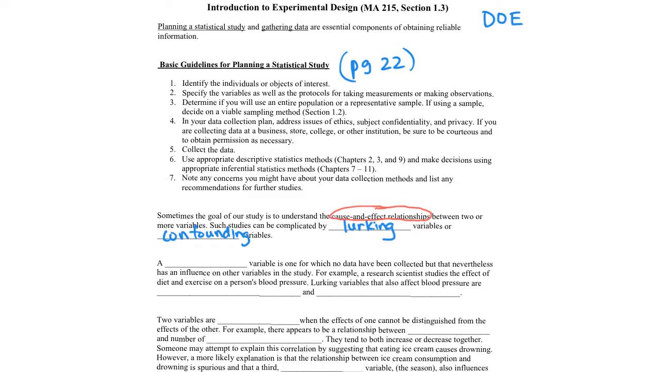So a lurking variable is one for which no data have been collected, but that nevertheless has an influence on other variables in the study. So the example they have is a research scientist studies the effects of diet and exercise on a person's blood pressure. Lurking variables that also affect blood pressure are whether a person smokes, and stress levels.